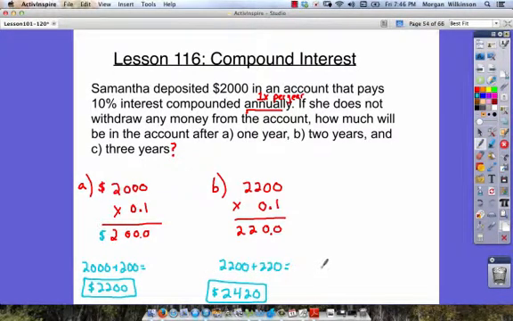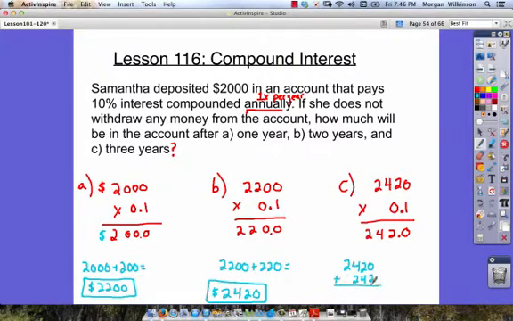Now we're almost done with this problem because question C says, how much will she have in her account after 3 years? So, at the beginning of the third year, she starts with $2,420. She gets paid 10% interest, so that's 0.1. 1 times 0 is 0, and 1 times 2, 4, and 2, well that must be 2, 4, and 2. Decimal moves out 1, we bring it back in 1, so in that third year she earned $242 in interest, and we add it on to the 2,420 she originally had.